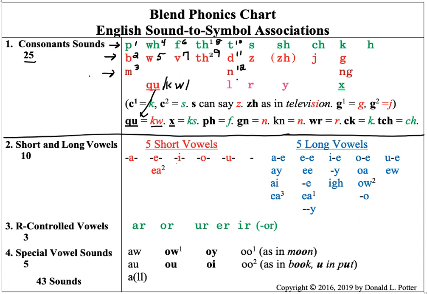So there's a tendency early on to confuse these, and it's really helpful if you know that, because when they make that, they may see the word cat and say can, or they may just say an, or they may say ant.